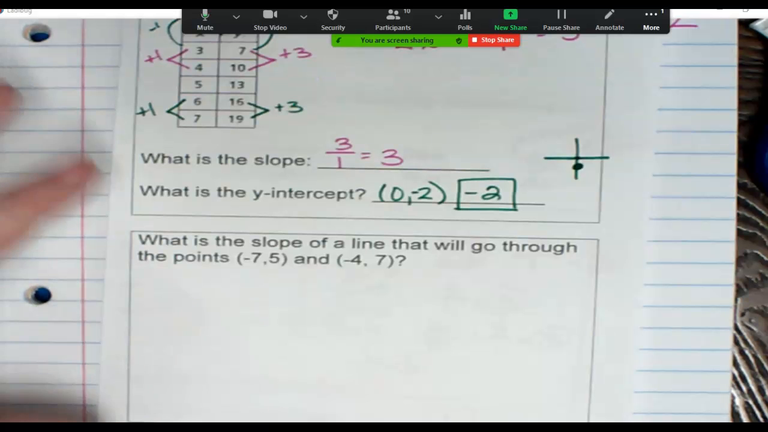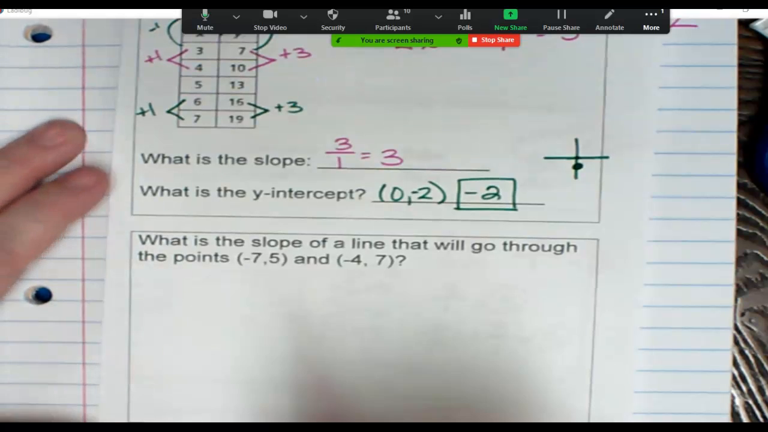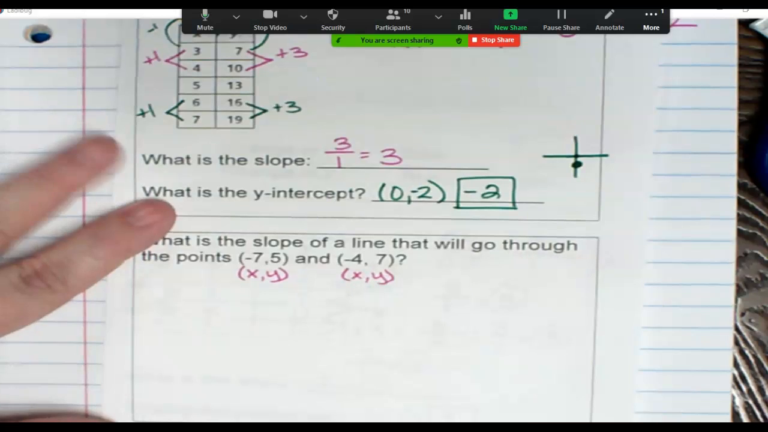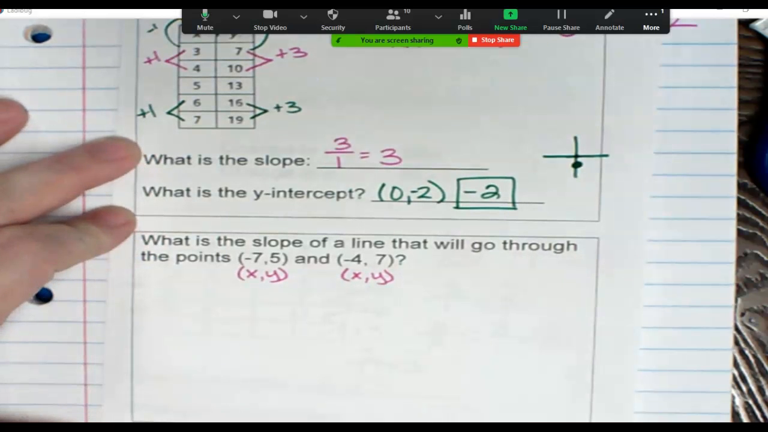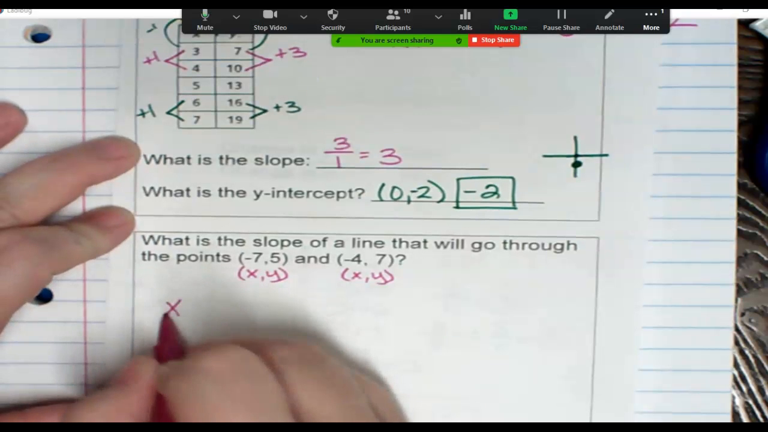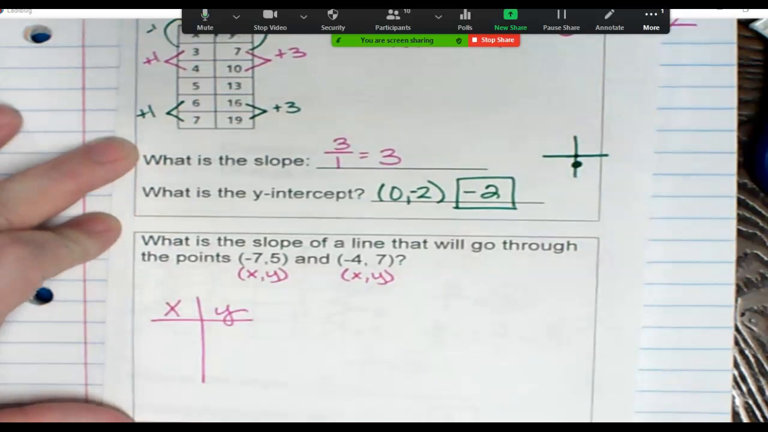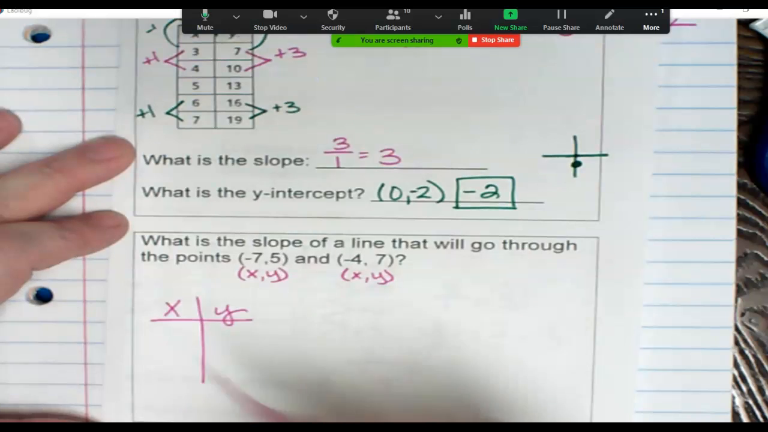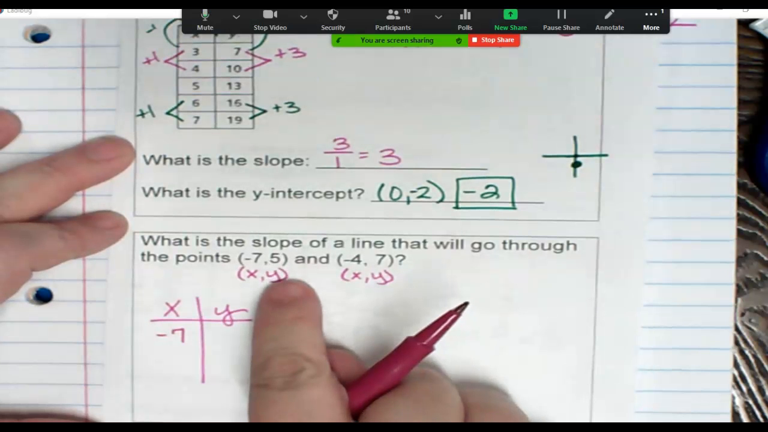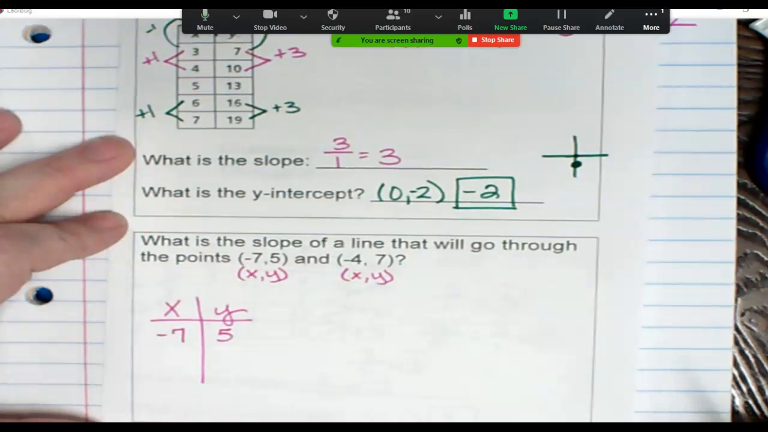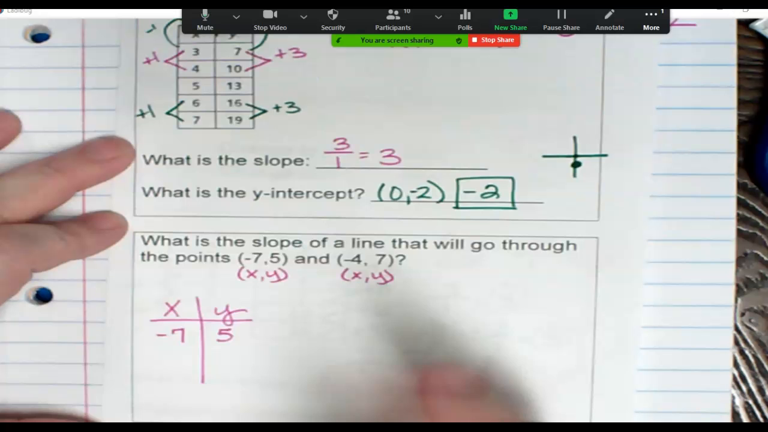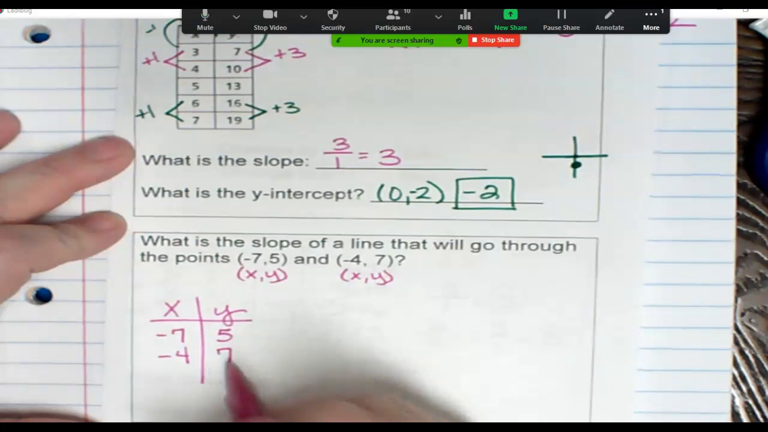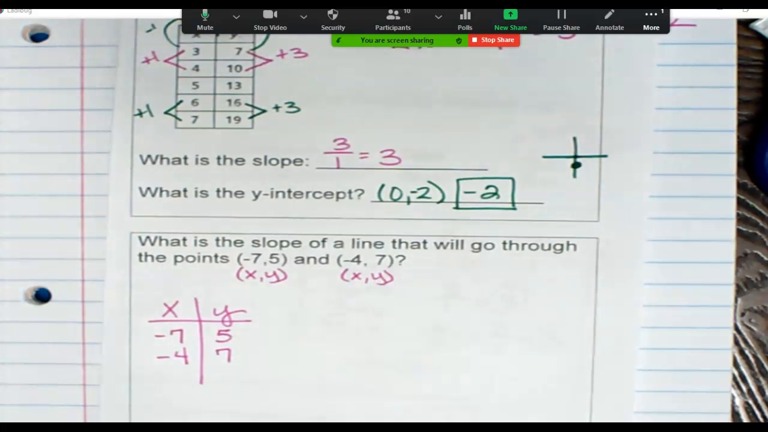Most people want to do a table because it's easier than drawing a graph. So if you remember, every ordered pair has an x and y value. Well, what's needed for tables? X and Y values. So let's make an XY table. So let's look at my first ordered pair. When X was -7, what was the Y value? 5. When X was -4, so I'm going to put -4 on the X, what was my corresponding Y value? 7.